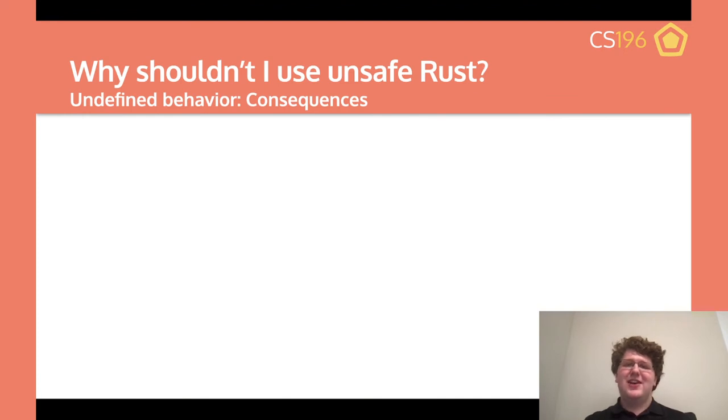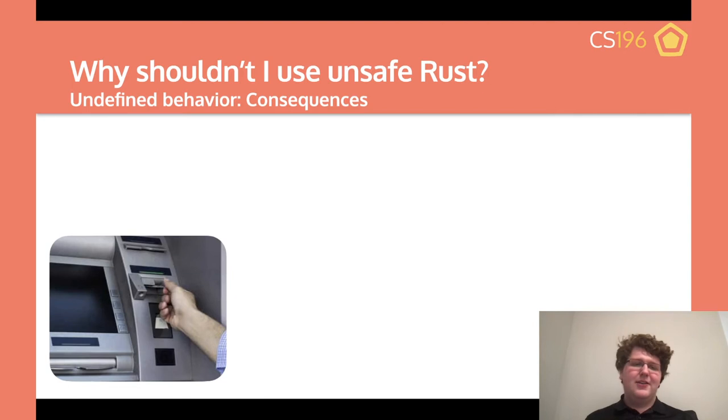So, undefined behavior. Why shouldn't you use unsafe Rust when it comes to undefined behavior? Well, let's talk about what can happen when you have undefined behavior. Here are some examples of things that could go wrong if you have undefined behavior in code that runs these things. Let's say you have an ATM, right? If you have undefined behavior in your code, someone may say that they're going to withdraw $100, and all of a sudden their account will go up to like $5 billion, right? That's just something that could happen with undefined behavior.